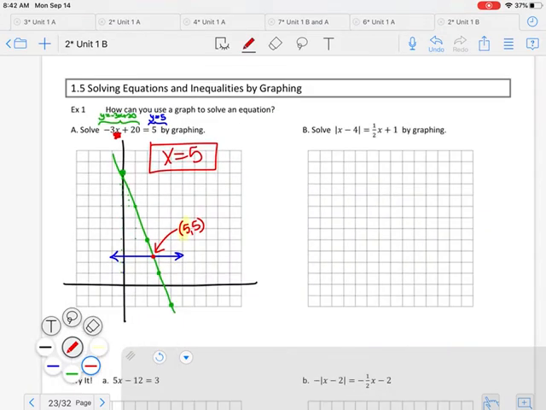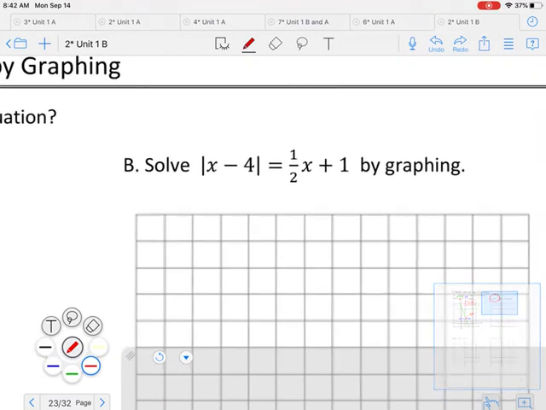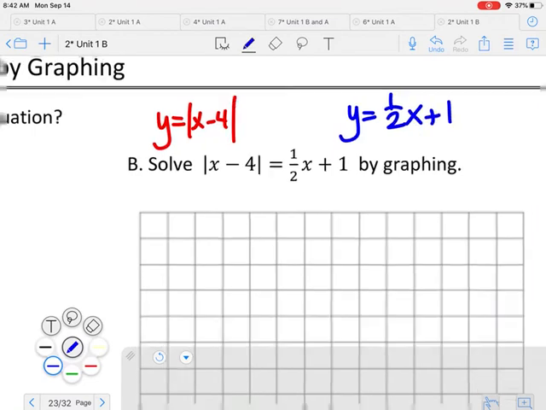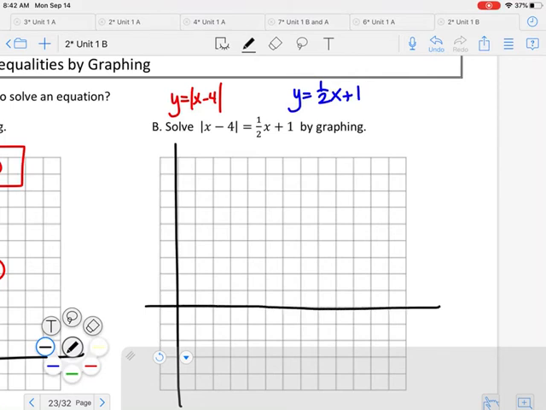And sometimes one of the sides is not a line. In this one, it's an absolute value. Again, I do the same thing. I take the left side, set it equal to y, and I take the right side and set it equal to y and graph each of those. I've got to draw the axes again. I'm going to put the y-axis way over and the x-axis kind of low so that they fit on here.